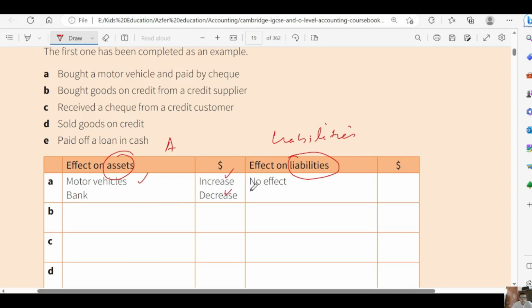Okay, bought goods on credit from a credit supplier. Okay, asset has increased. Liability also increases. Goods.